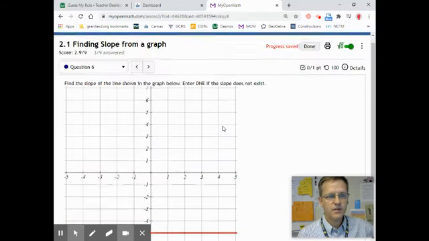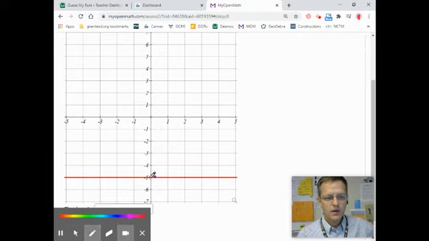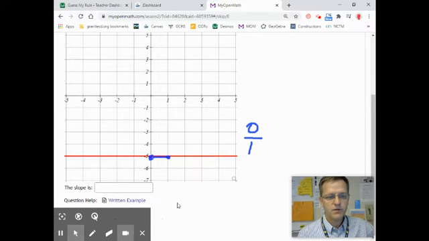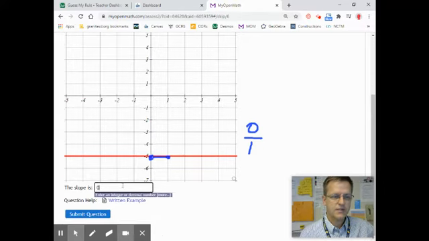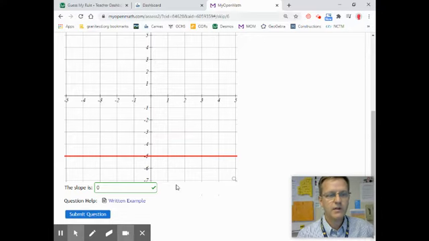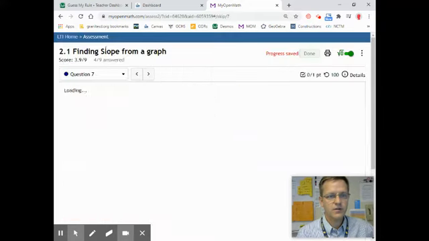Let's move on to the next one. Find the slope of the line here. Well, let's find 2 intersections. We got one here and one here. So how far up does it go? Well, it goes up 0. How far over does it go? It goes over 1. So it goes up 0 over 1, so the slope is 0. Because 0 divided by 1 is 0. So a flat slope, like the floor, is 0.